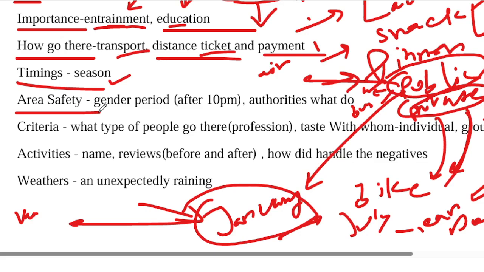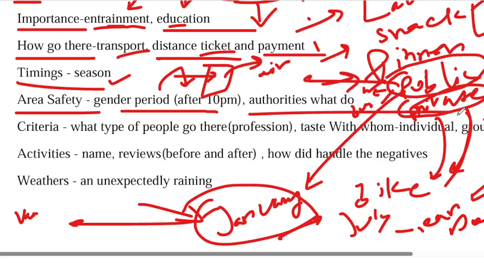See, all the places don't really have the same or similar criteria of safety issues. Some places are safe for the guys, some other places are safe for the girls. Maybe the same place is safe for everyone until 10 p.m. and the same place is not safe for the girls after 10 p.m. So that happens. You can talk about the safety issue. You can also talk about what authorities can do, what government can do to make it better. You can talk about that.